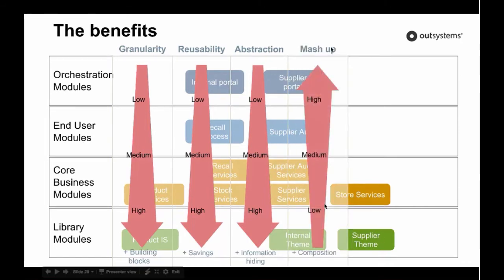You gain a lot of mesh-up capacity, because you're building services that now can be meshed up, and you can compose information on your business processes.